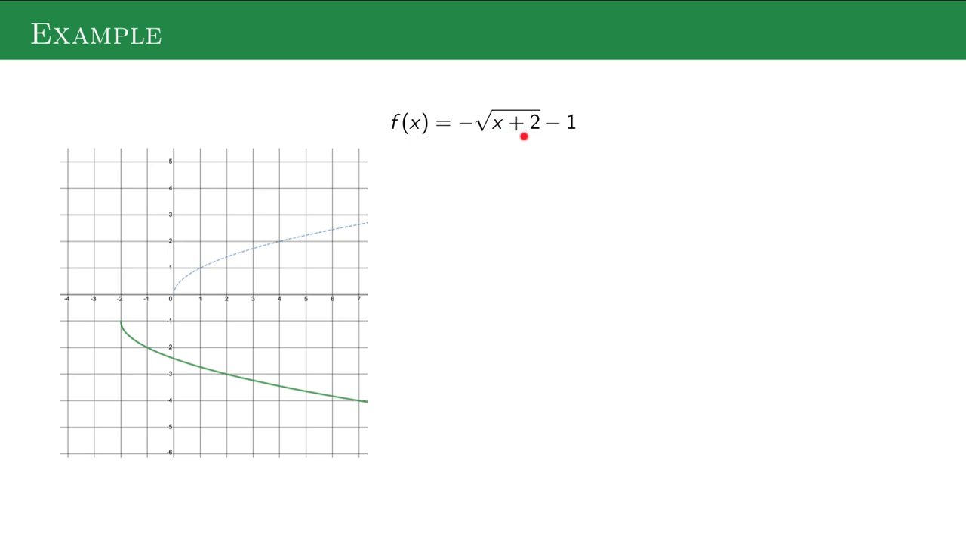And one more, the plus 2 near my x is going to move me left 2. The minus 1 moves me down 1. So left 2, down 1, this is my starting point. Again, a normal square root graph would be going up like this, but the negative there makes my graph go downward.